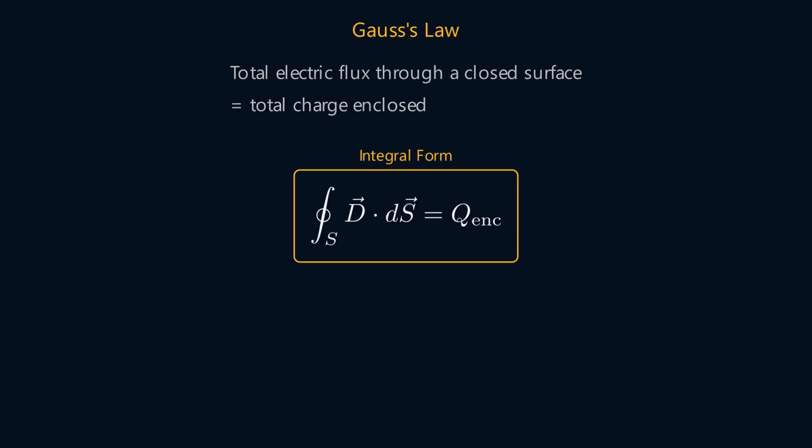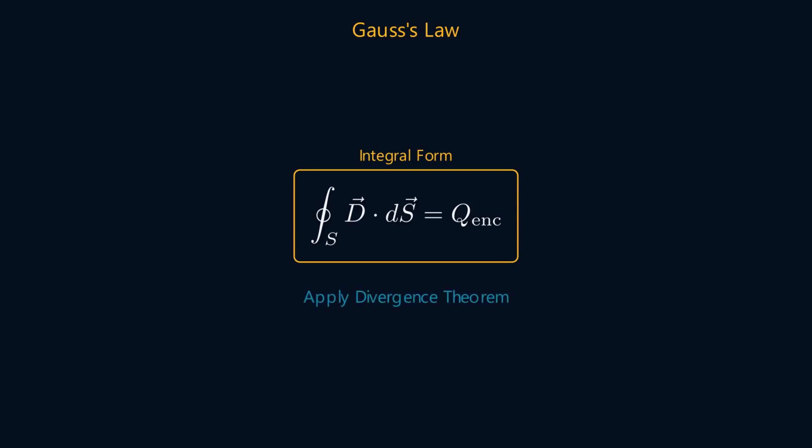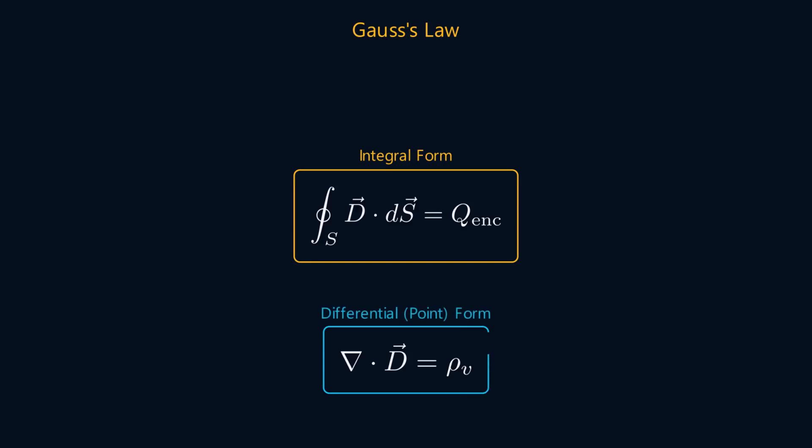By applying the divergence theorem to the left side, we can convert this to the volume integral of divergence of D dv equals the volume integral of rho v dv. Since this must hold for any volume, the integrands must be equal. This gives us the differential form, also called the point form. Divergence of D equals rho v. This is the first of Maxwell's four equations. It tells us that electric flux diverges from positive charges and converges on negative charges.